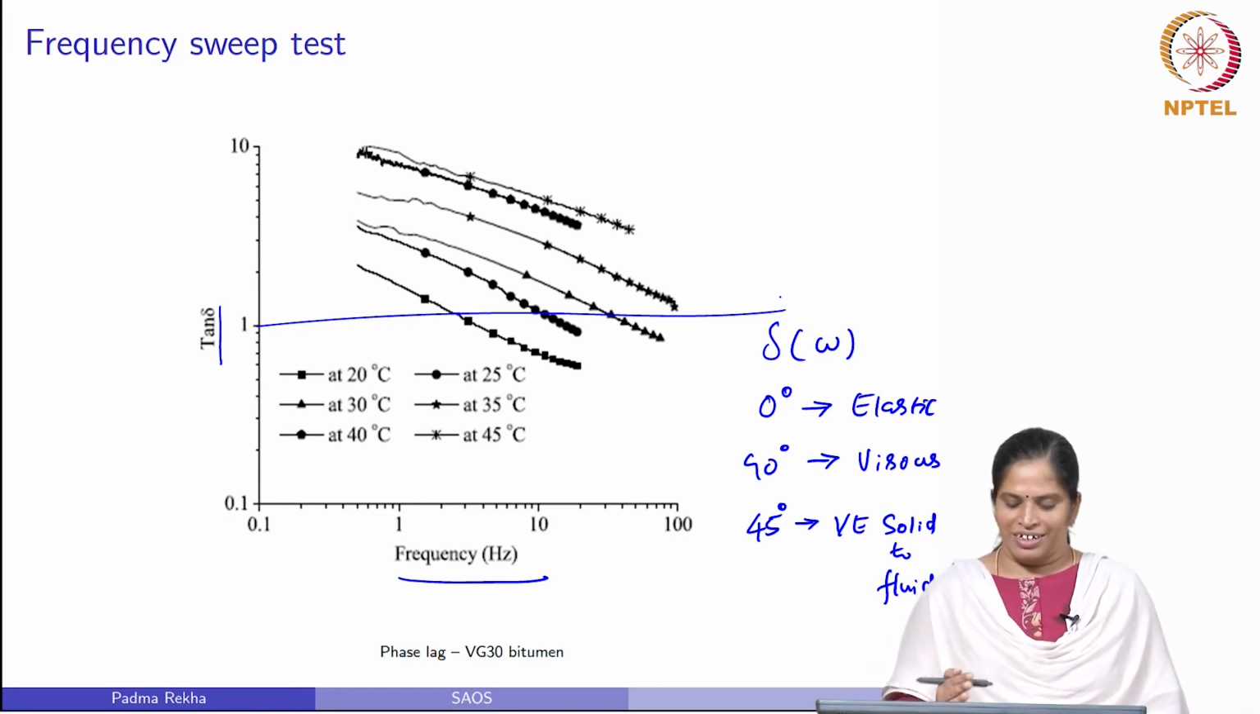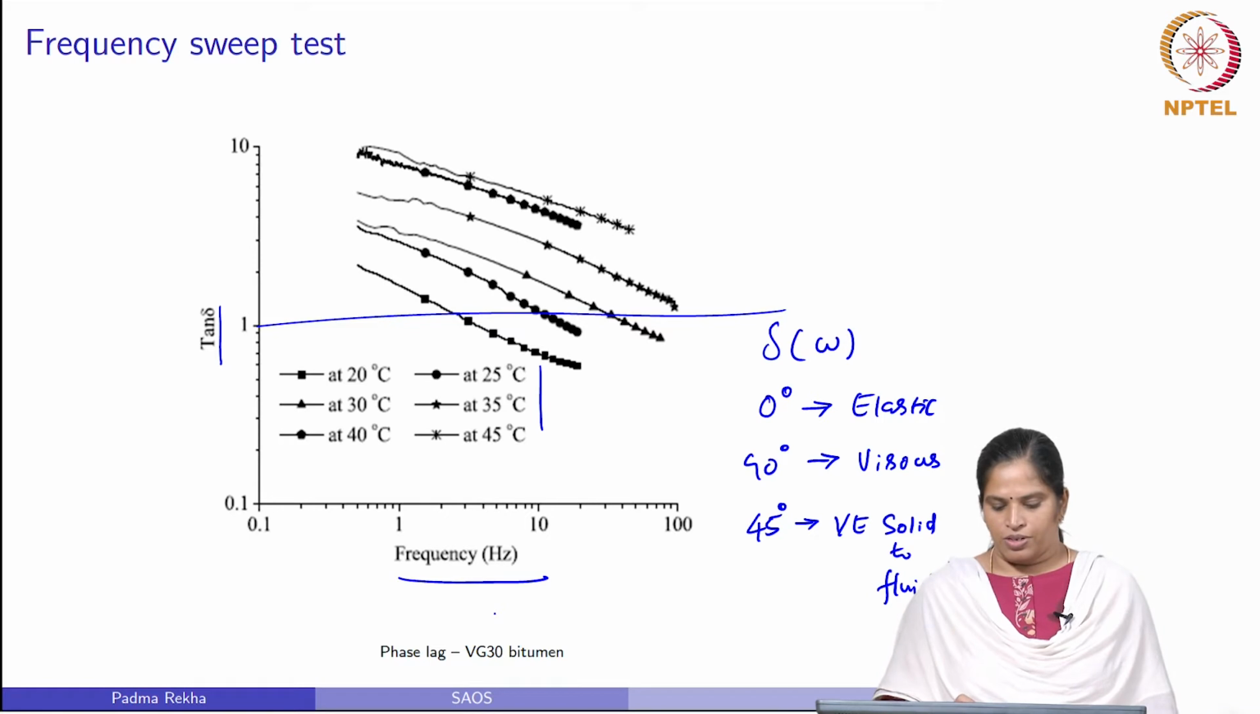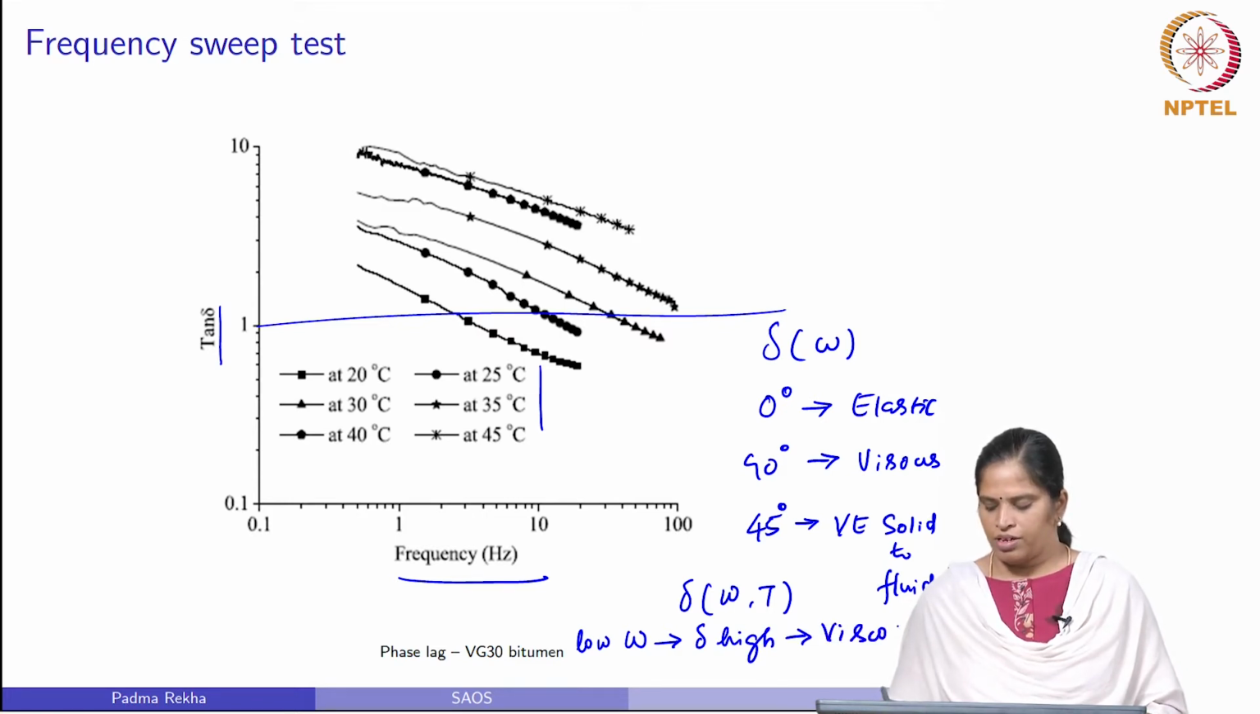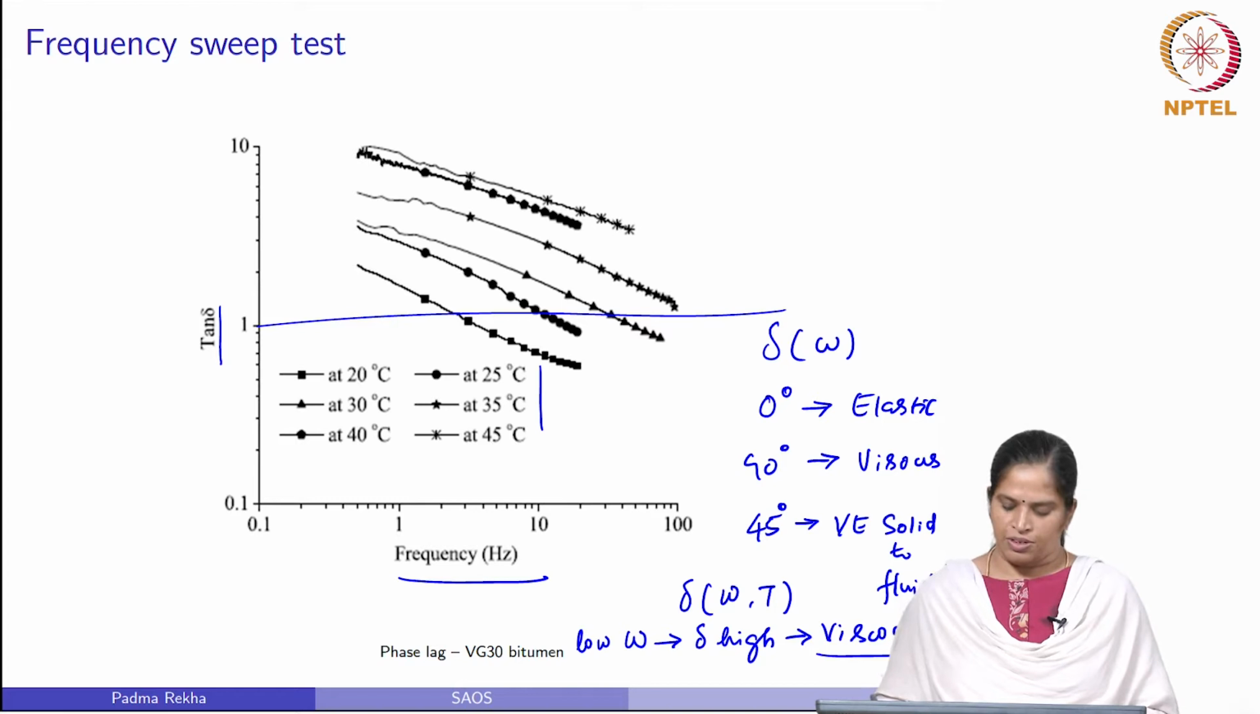So, you can see a different kind of response when you test it at different temperatures over a different range of frequency. So, tan delta again depends on frequency and it also depends on temperature. At low frequency, when the response of a material is viscous, delta value is high, and it says that viscous behavior dominates compared to the elastic behavior.